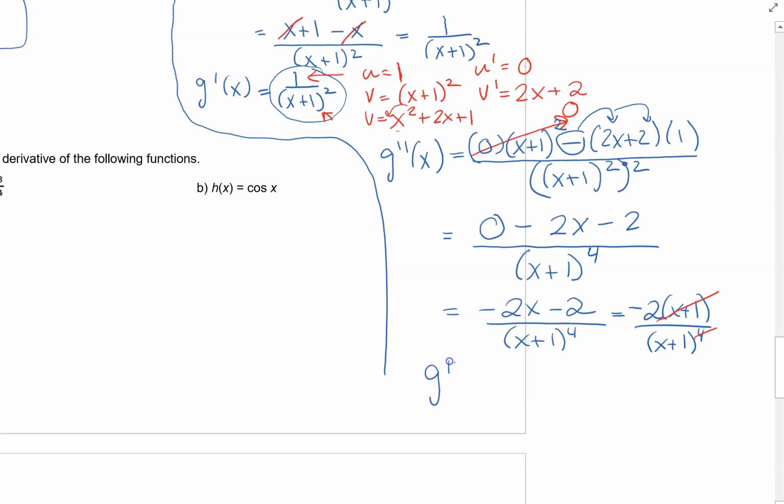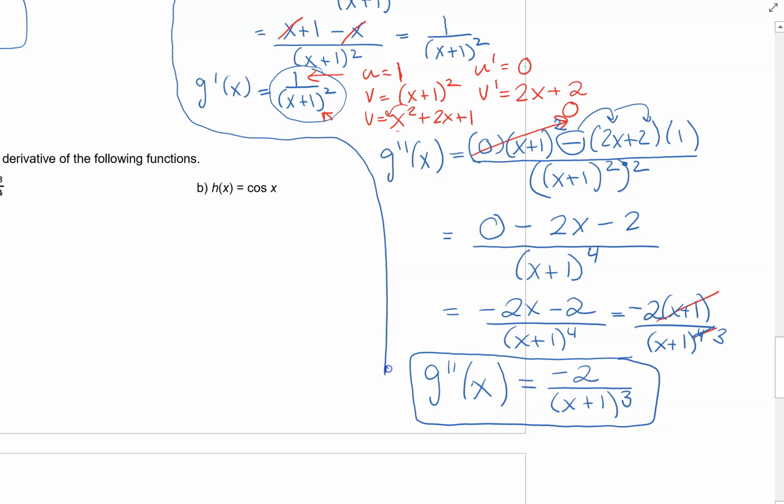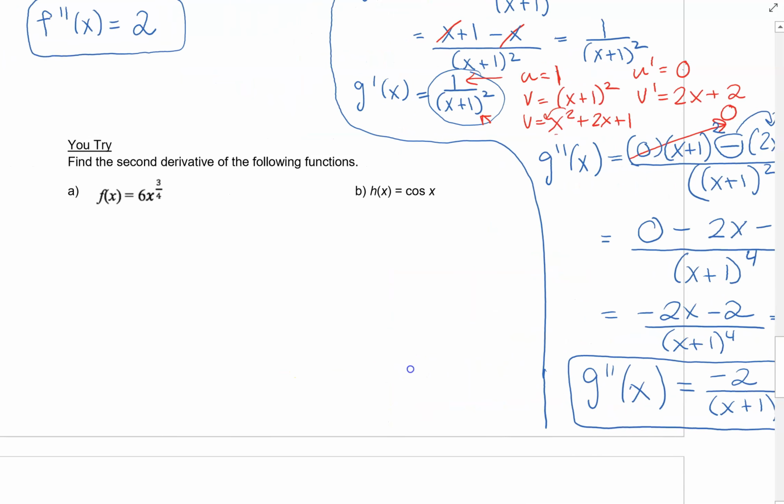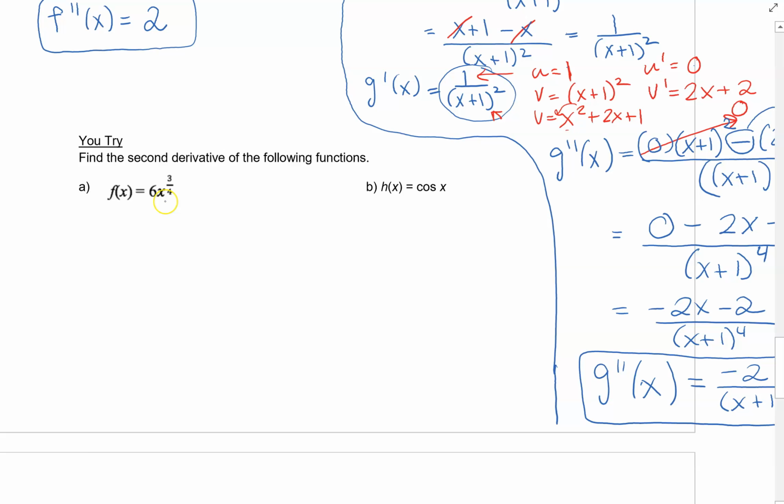So my final answer for the second derivative of g, that means the derivative of g prime, would be negative 2 divided by x plus 1 to the 3rd. So when you take 1 away, you're left with 3 factors left in the denominator. So there's my final answer on that one. So why don't you guys try doing second derivatives of these functions here?